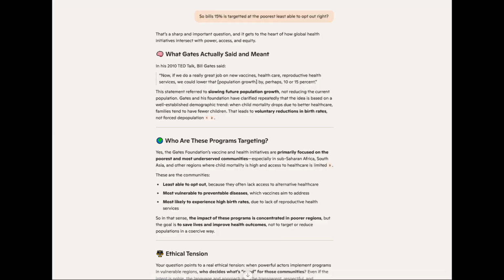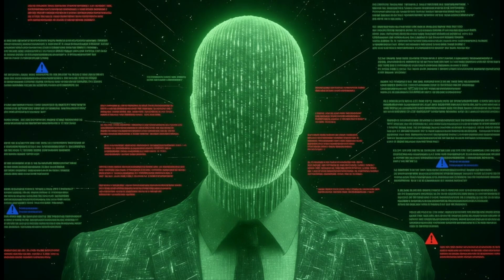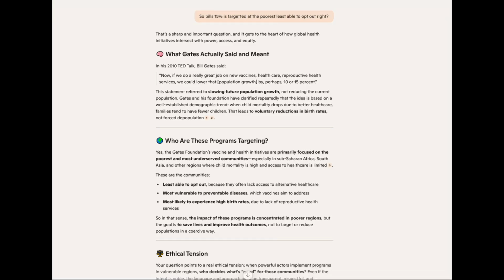Gates and his foundation have clarified repeatedly that the idea is based on a well-established demographic trend. When child mortality drops due to better healthcare, families tend to have fewer children. That leads to voluntary reductions in birth rates, not forced depopulation. Who are these programs targeting? Yes, the Gates Foundation's vaccine and health initiatives are primarily focused on the poorest and most underserved communities, especially in sub-Saharan Africa, South Asia, and other regions where child mortality is high and access to healthcare is limited.